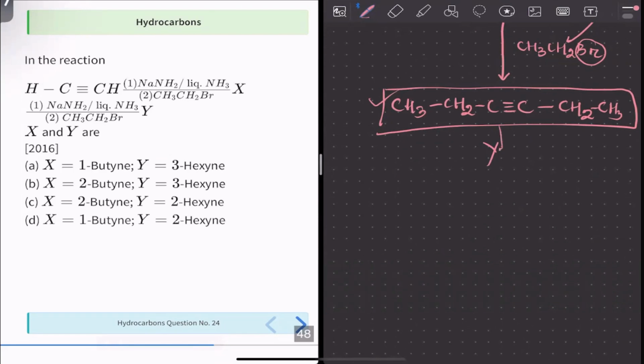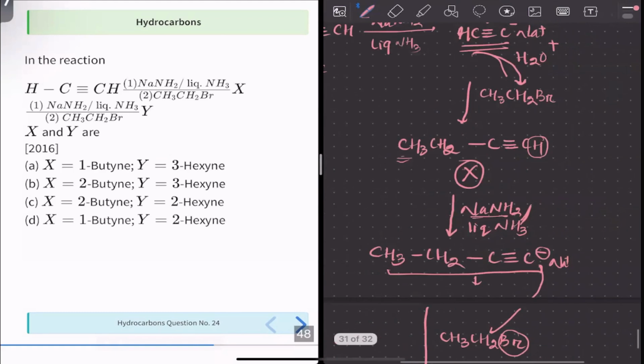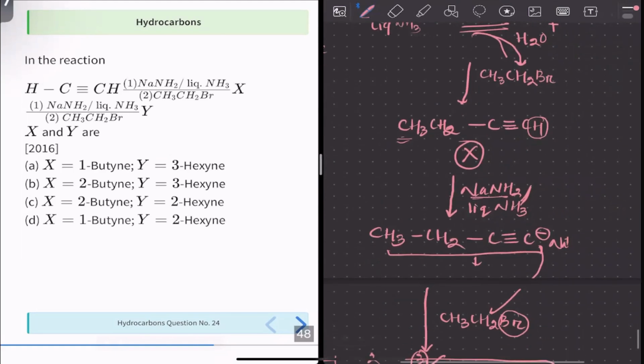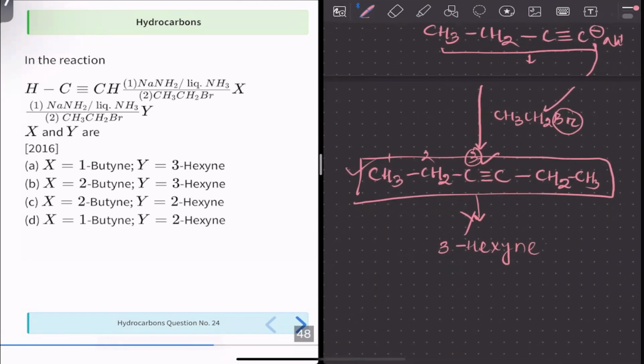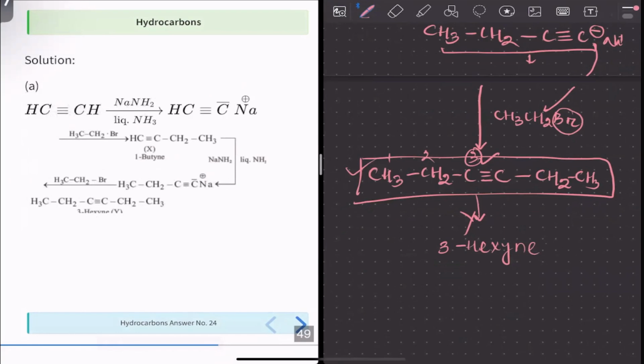Let's name these compounds. The first compound, X, is 1-butyne, and Y is 3-hexyne. That is option number A. So option A is the correct answer.